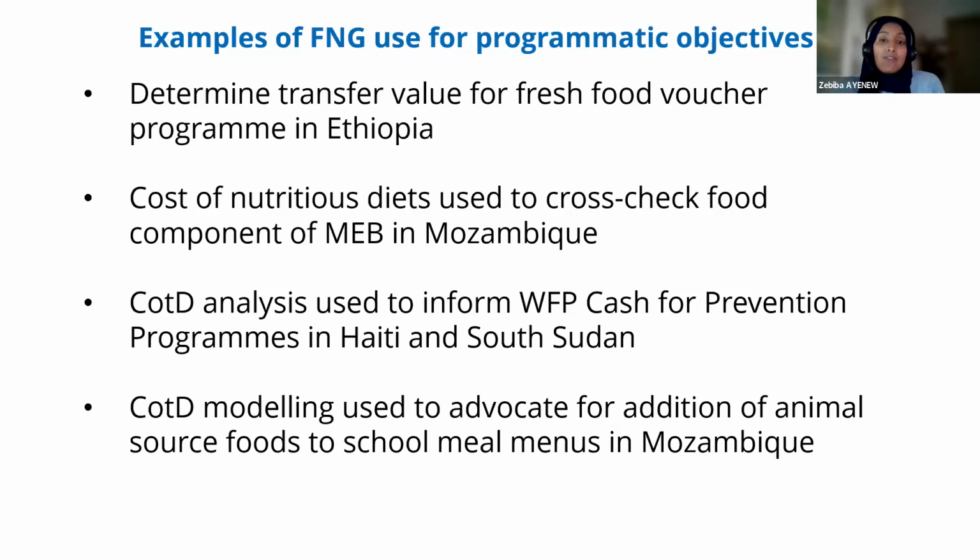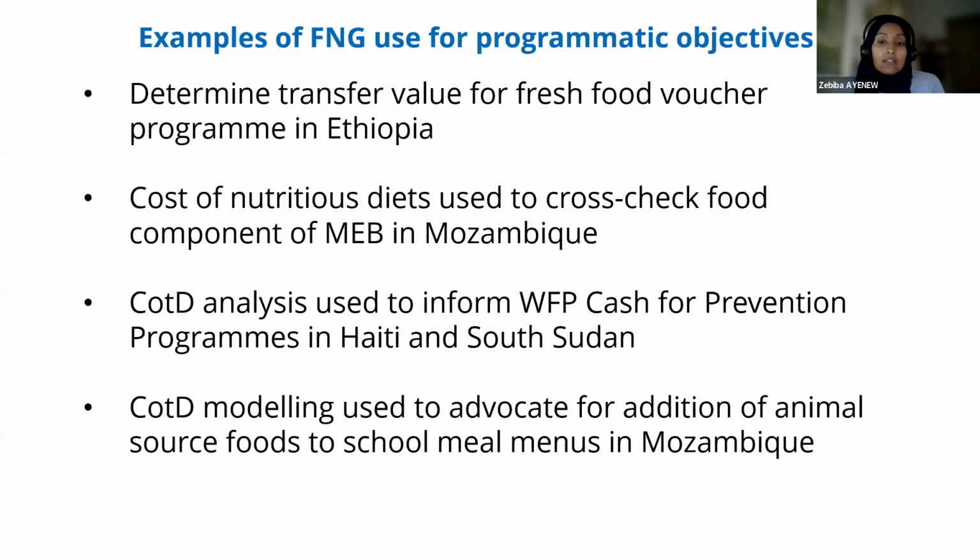The cost of the diet from the Ethiopia fill the nutrient gap analysis has been used to determine the transfer value for a fresh food voucher program. This was localized in a certain region in the country, but the values from the cost of the diet were used to inform these transfer values. Then in Mozambique, the food component of the minimum expenditure basket was cross-checked with the cost of the diet values. That was done within the fill the nutrient gap analyses.